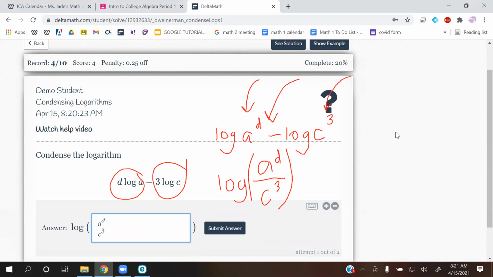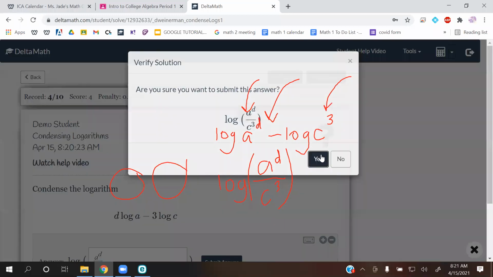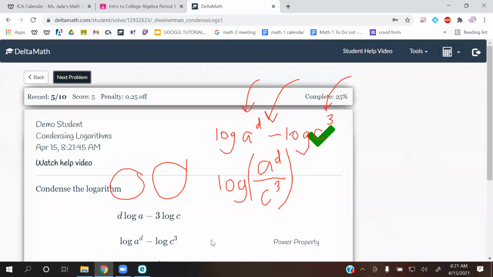Okay, I'll give you guys a chance to write or ask questions. Submit. And that's it for this category. Let's go on to the next one.